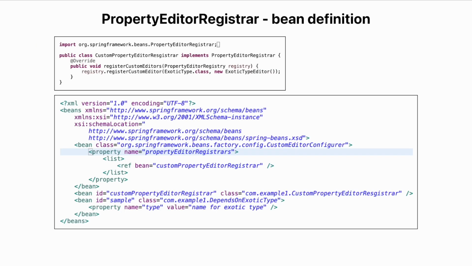Instead of registering the editor in the XML file, we can register programmatically by providing an implementation of PropertyEditorRegistrar and overriding the method registerCustomEditors. In this method implementation, we can register our editors. In the bean definition XML, we have to provide a bean definition for CustomEditorConfigurer and create a list entry for our PropertyEditorRegistrar implementation.